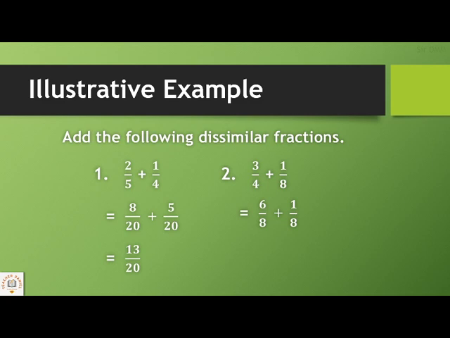Just repeat the process for the second fraction. 8 divided by 8, that is 1. Times 1, that's 1 over 8. So as you can see, we have similar fractions. 6 over 8 plus 1 over 8. Just copy the denominator, which is 8, then add the numerators. 6 plus 1, that is 7. So our answer is 7 over 8.